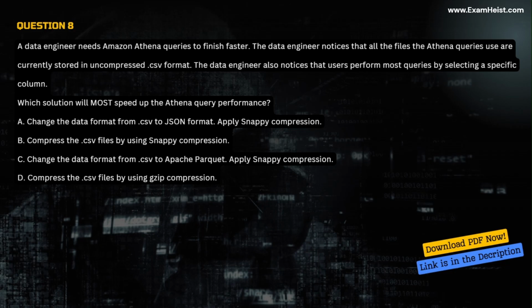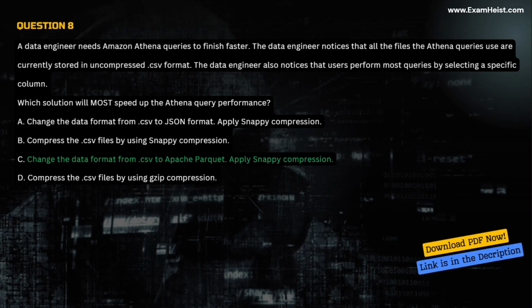A. Change the data format from .csv to JSON format. Apply snappy compression. B. Compress the .csv files by using snappy compression. C. Change the data format from .csv to Apache Parquet. Apply snappy compression. D. Compress the .csv files by using gzip compression.